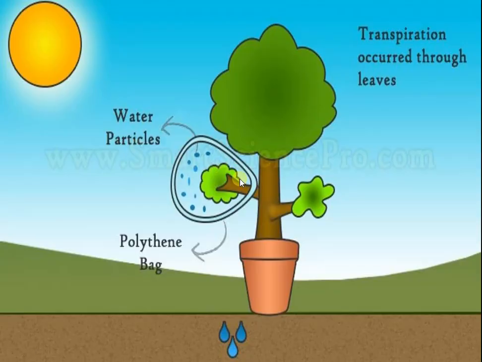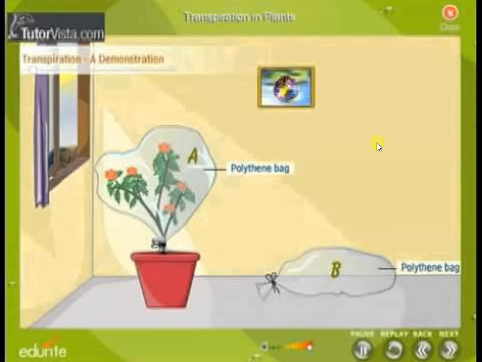To understand this, let us do the following activity. Choose a bright summer day to do the activity. Select a well-watered plant that has been growing in the sun. Enclose a leafy branch of the plant in a polythene bag and tie up its mouth.